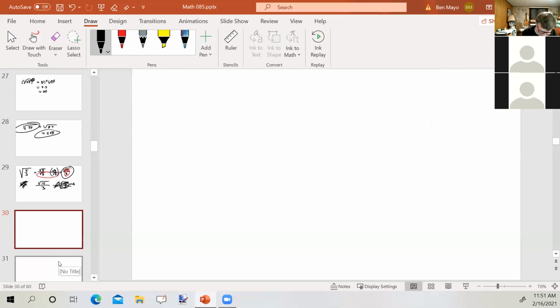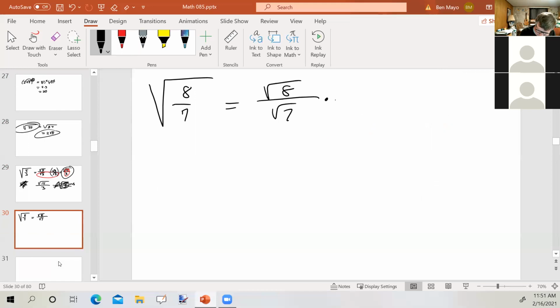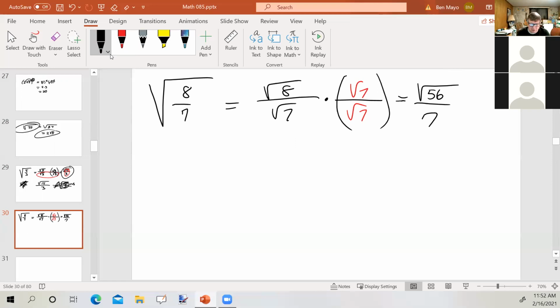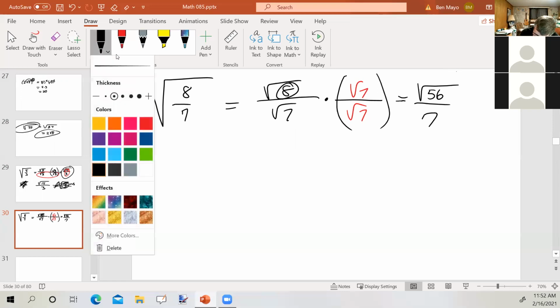All right, let's take a look at some more of these. Let's say I've got the square root of 8/7, and I want to rationalize the denominator. So that's the square root of 8 over the square root of 7. I'm going to multiply by the square root of 7 over the square root of 7 to get 7 in the denominator. Now, in the numerator, currently I have the square root of 56. So I've rationalized the denominator. However, I can simplify the numerator. For instance, 8 can be broken down to 4 times 2.